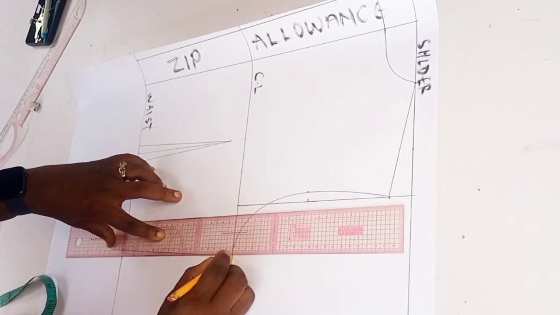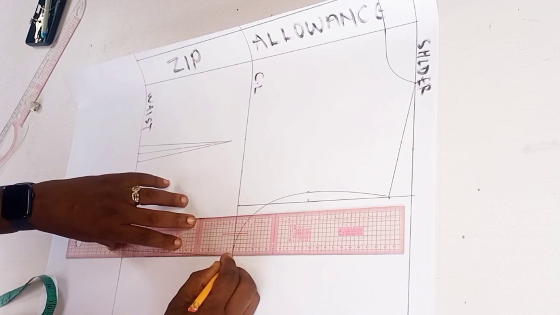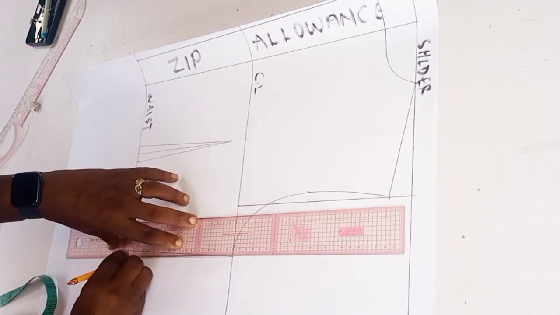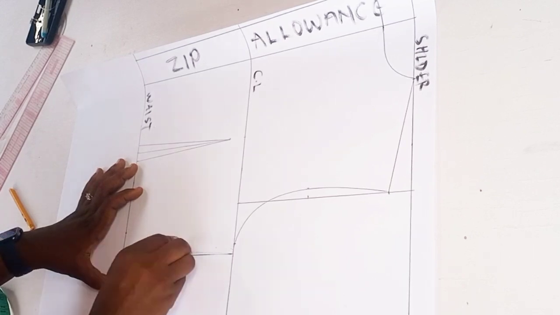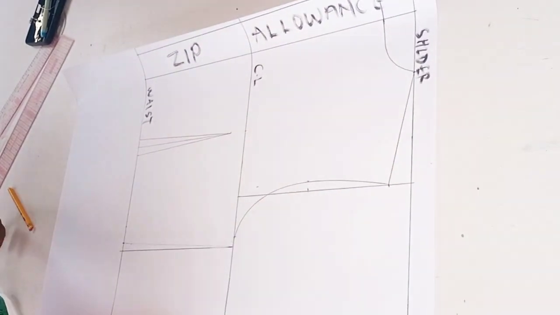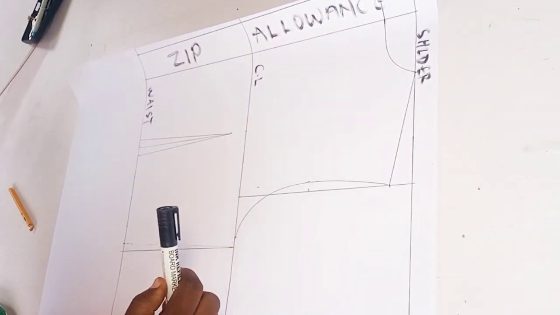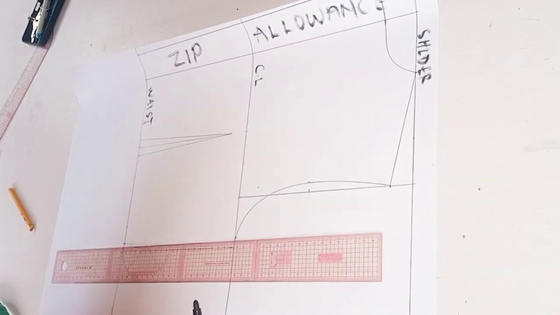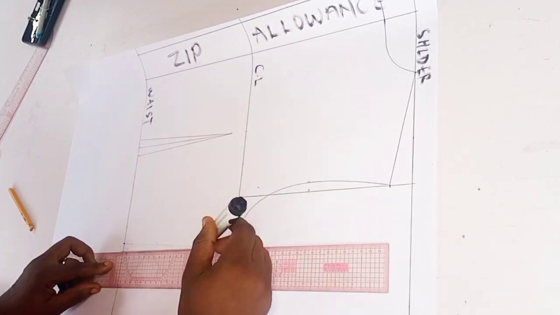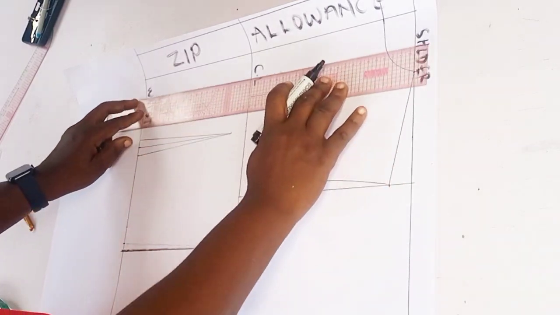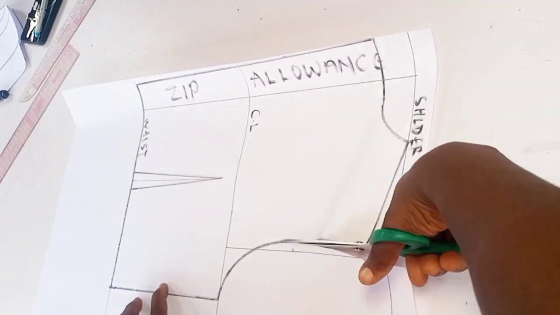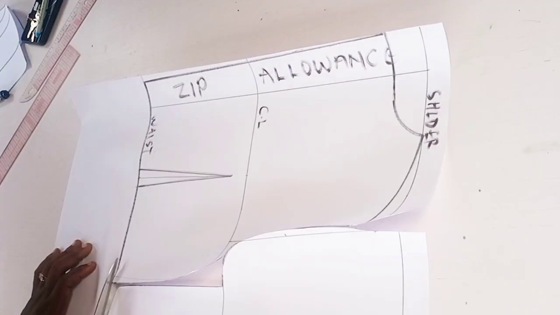So I'll now connect the half inch to the bust measurement on the chest line. Then we clean up the initial line we drew, and we'll be working with this new line. With this, we have been able to tighten our back and also created our back pattern, and our back is ready. Now that we are done, I'll cut out our back pattern.